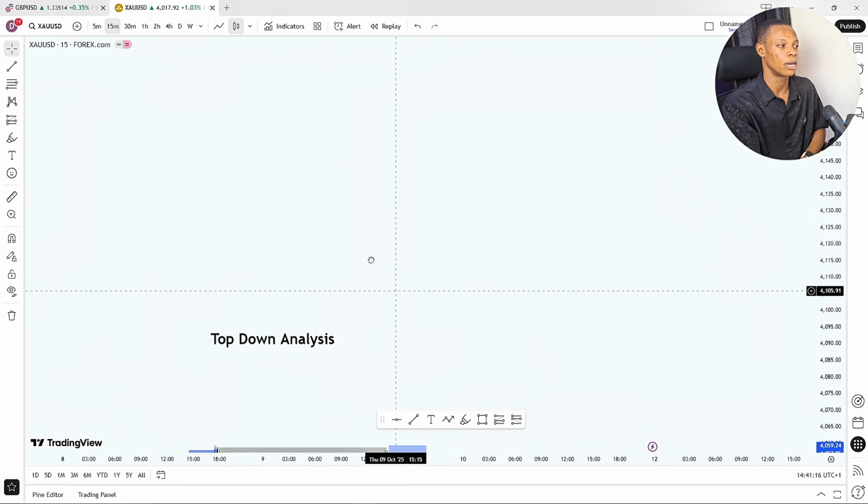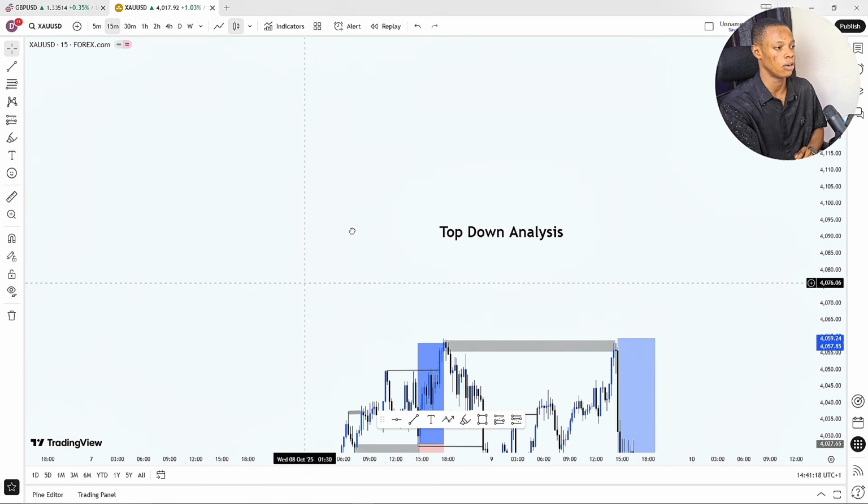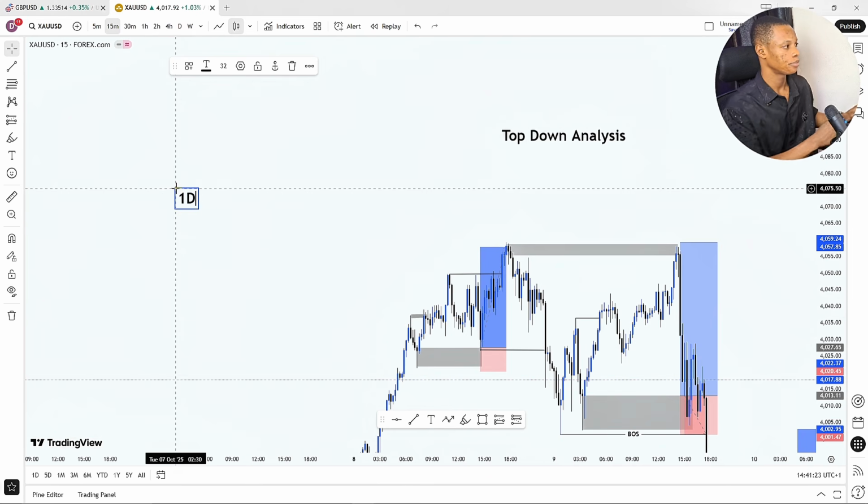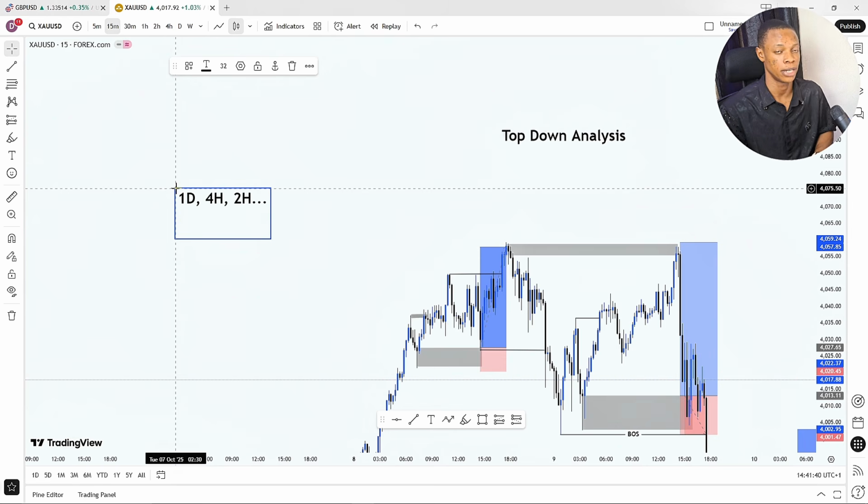So these are the different time frames I use and how I go about it. The very first higher time frame I use is the 1 day. That's my highest time frame because I'm a day trader. Then the second time frame is the 4H. Then the third time frame is the 2H. These are my 3 higher time frames, and I'm going to show you what I do on these different time frames.